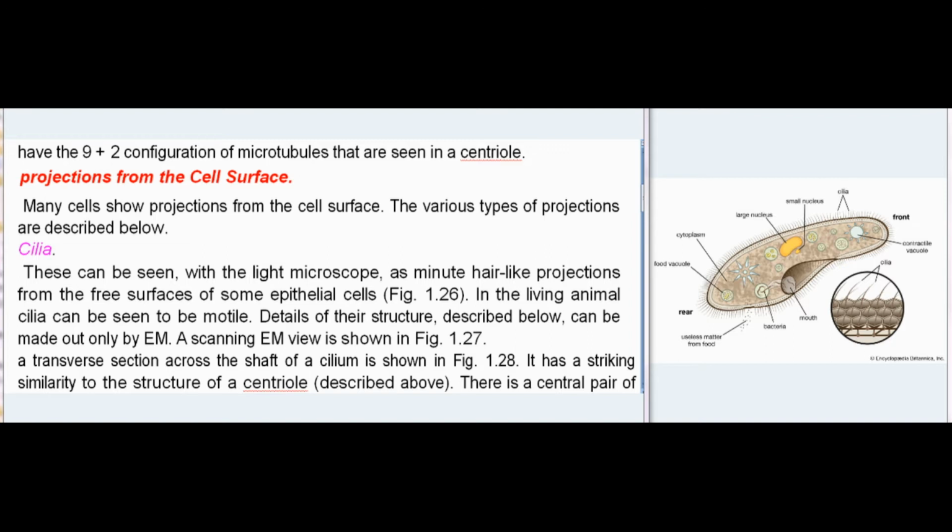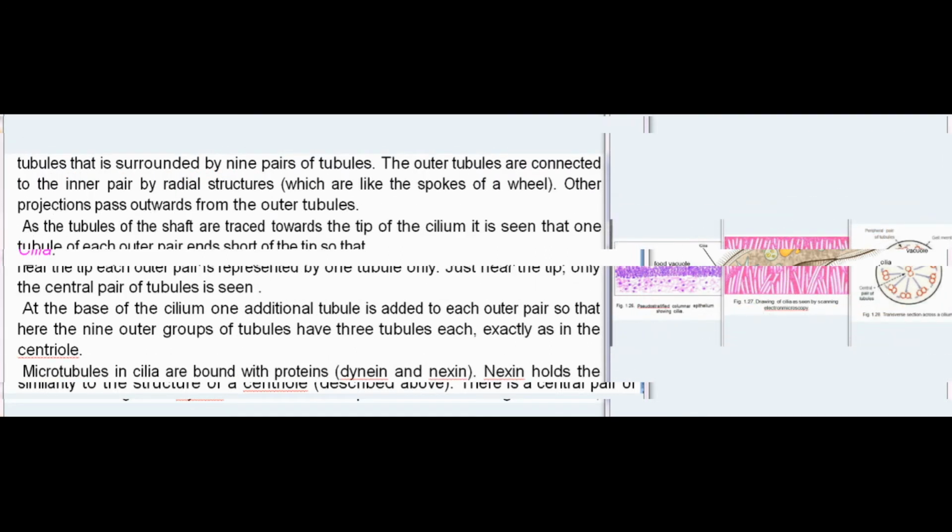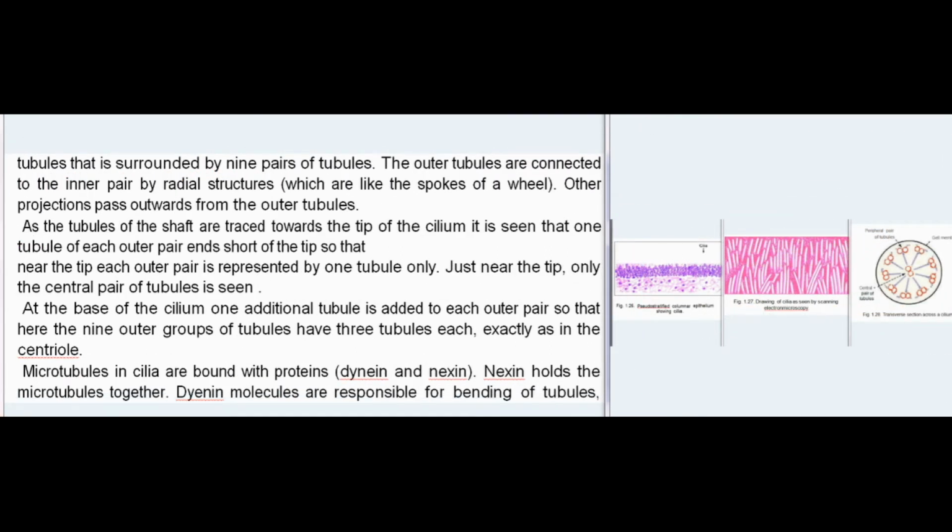It has a striking similarity to the structure of a centriole, described above. There is a central pair of tubules that is surrounded by 9 pairs of tubules. The outer tubules are connected to the inner pair by radial structures, which are like the spokes of a wheel. Other projections pass outwards from the outer tubules.